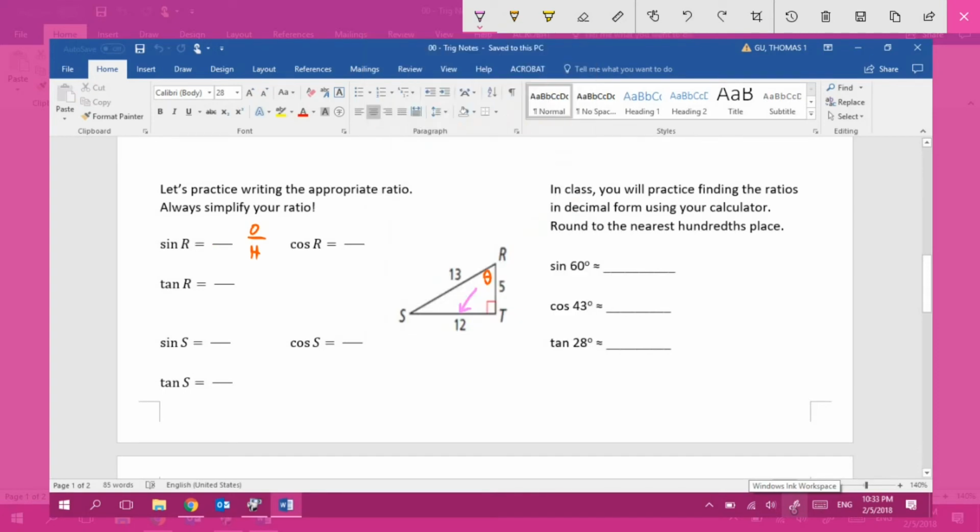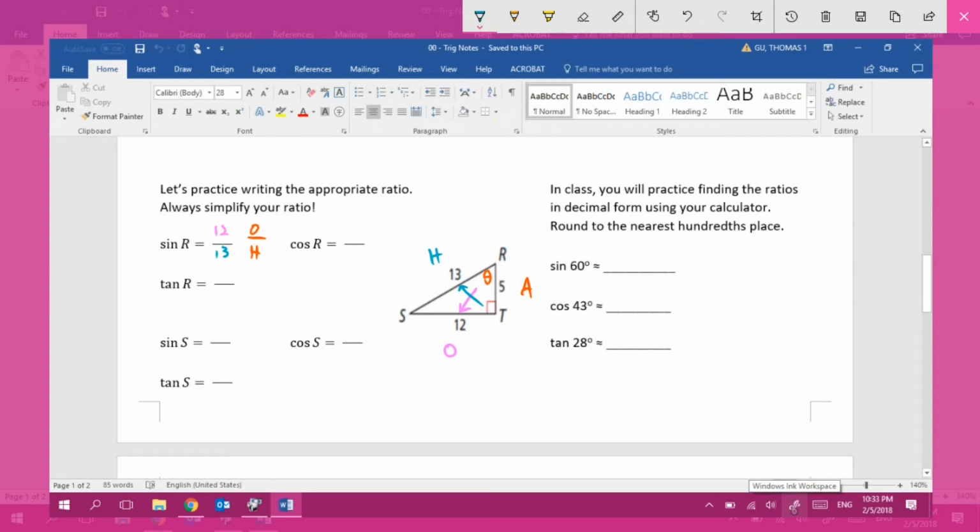12 is the opposite side, and then it's over the hypotenuse. The hypotenuse is always across from the right angle. So I'm gonna label these with little shorthand. Opposite, and then that leaves adjacent as has to be over here when my theta is in the top right. So 12 over, where's the hypotenuse? That's the 13. So the sine of r would be 12 over 13.